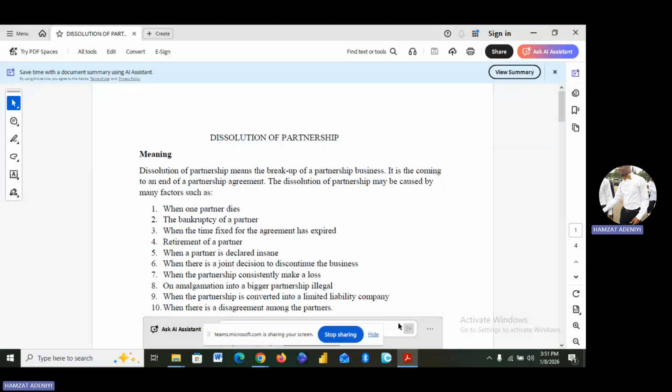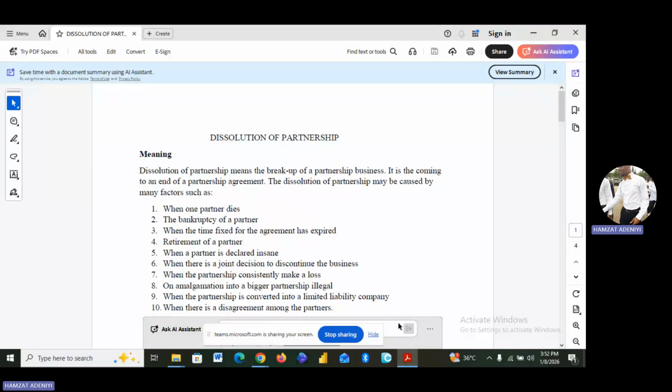When a partner is declared insane, he can't enter into a contract, and the partnership is a contract. When there is a joint decision to discontinue the business, that is, mutual agreement by the partners to dissolve the partnership. When the partnership consistently makes losses, when there is continued perpetuity of loss, it has affected the going concern principle. Definitely, the business has to close down. Another cause is amalgamation into a bigger partnership, or illegality. Once you enter into an illegal business, irrespective of whether you have a legal business, whatever contract you have becomes illegal.